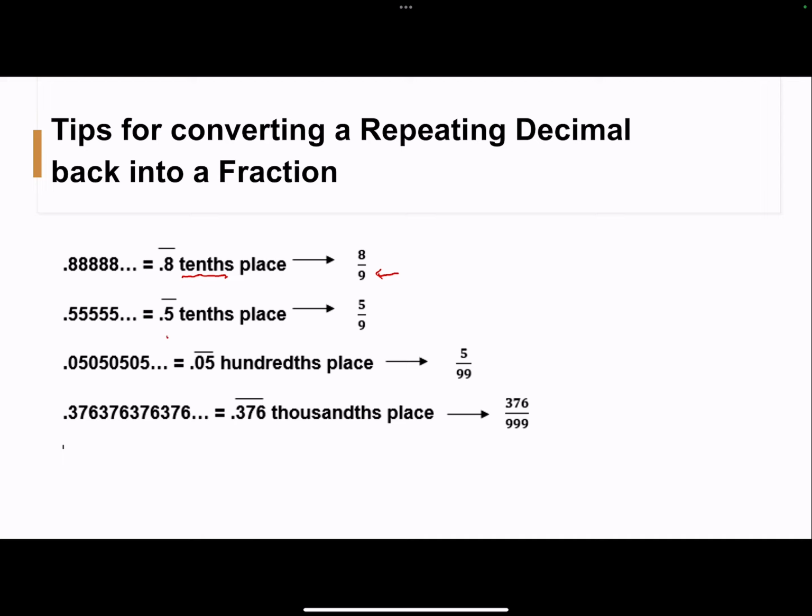0.5 repeating, that's still in the tenths place. So our denominator is 1 less, that's 9. Whatever the number is, that's the number for our numerator. 0.05 repeating in the hundredths place, we go 1 less, so that's 99 for my denominator, and I have 5 on top. 0.376 repeating, that is the thousandths place, so I go 1 less, that's 999, and whatever number repeats goes in my numerator. So this is just a tip for converting some simple repeating decimals back into fractions.